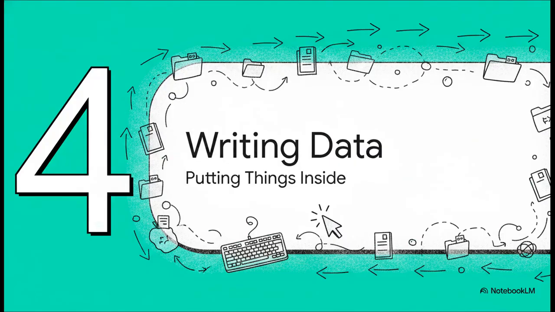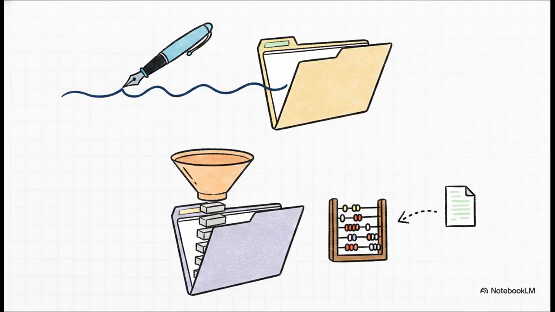Section 4. Writing data to files. Putting things inside. Once your file is opened in write or append mode, you have two primary methods at your disposal to put things inside. The first is write, which takes a single string and places it in the file. Interestingly, it returns the exact number of characters it just wrote.